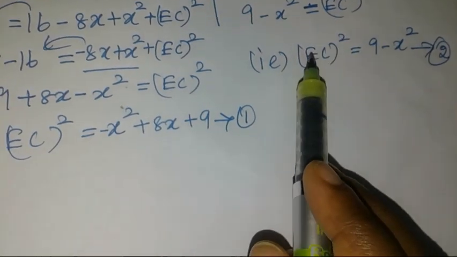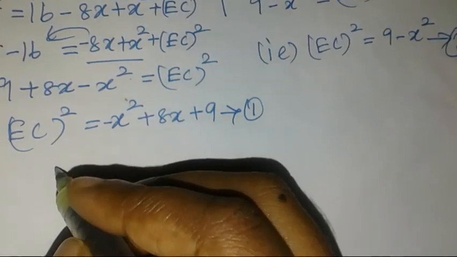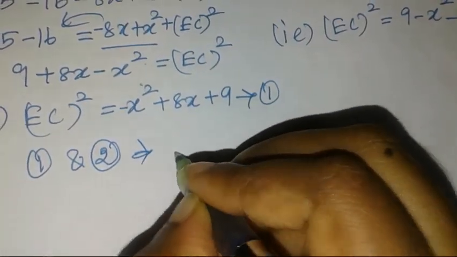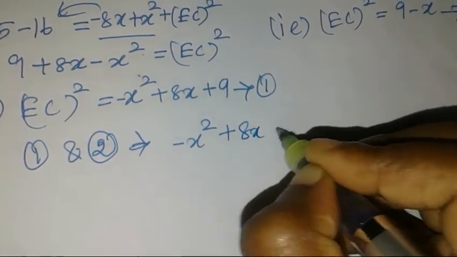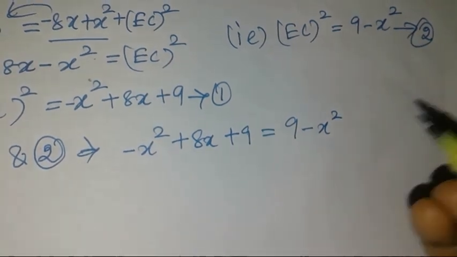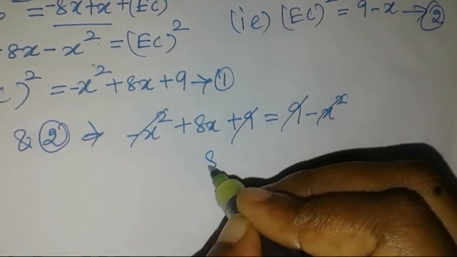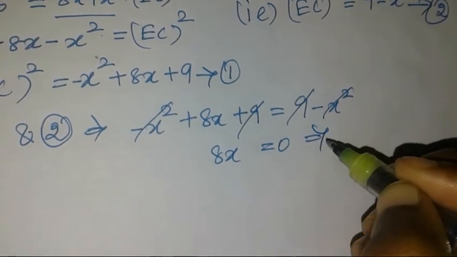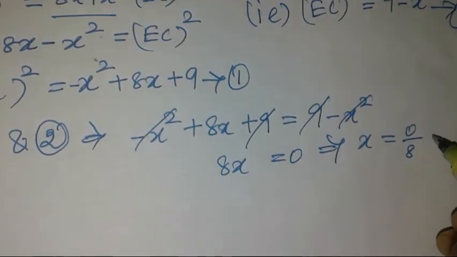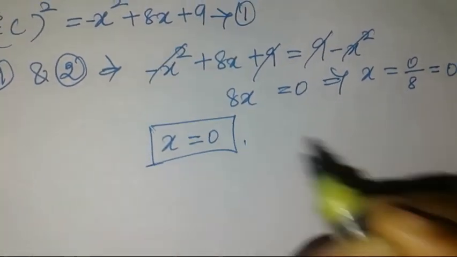Compare, children: EC square, EC square. See, the left hand sides are equal, so we can equate their right hand sides. Now from 1 and 2, minus x square plus 8x plus 9 is equal to 9 minus x square. See, 9 and 9 get cancelled, minus x square gets cancelled, 8x is equal to 0, which implies x is equal to 0 divided by 8, since 8 is in product form. 0 by 8 is just 0. Getting x as 0.